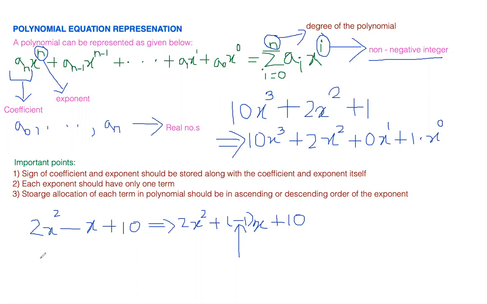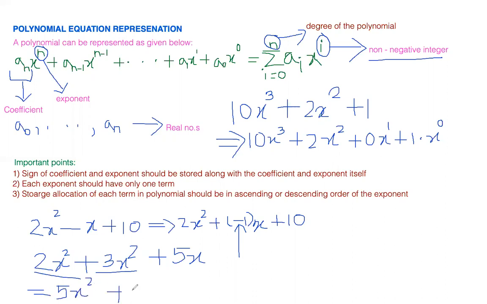That means we cannot have something like this: 2x squared plus 3x squared plus 5x. In this case, we can see that x squared has two terms, one with coefficient 2 and one with coefficient 3. So we will not have any representation like this. This will be converted to 5x squared plus 5x. That means each exponent will have only one term.